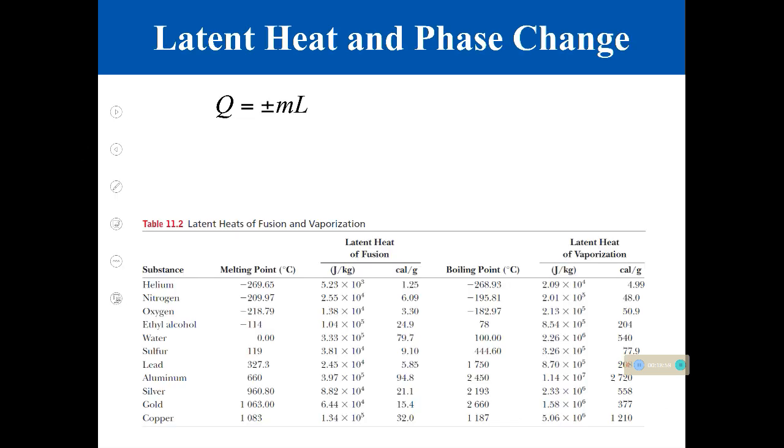All right, that's section 3. Let's talk about latent heat and phase change. So there are 2 types of heat. There's really not, but there's 2 types of equation for heat, I should say. Q is Q is Q, okay?